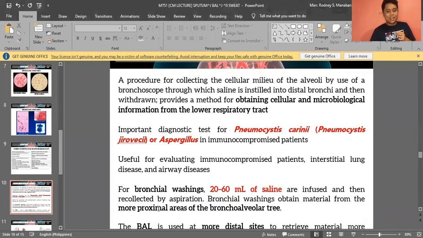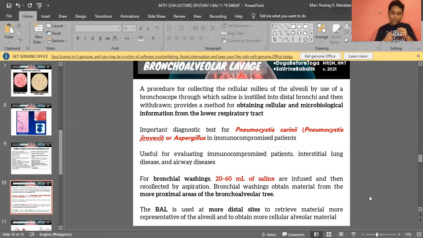Bronchoalveolar lavage goes much deeper in the lungs, and can reach the alveoli. A bronchoscope is inserted, saline is instilled into the alveoli, and then the fluid is aspirated. It's usually used for obtaining cellular and microbiological information from the lower respiratory tract. This is considered the best specimen for microbiology studies from the lower respiratory tract. Take note, it's BAL.